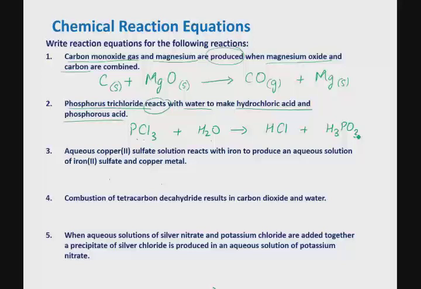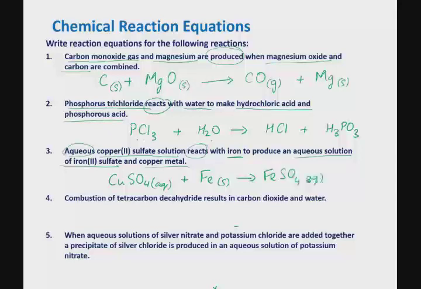Okay, aqueous copper(II) sulfate solution reacts with iron to produce an aqueous solution of iron(II) sulfate and copper metal. So copper(II) sulfate, aqueous, reacts with iron to make aqueous solution of iron(II) sulfate, aq, plus copper metal, so that's solid.